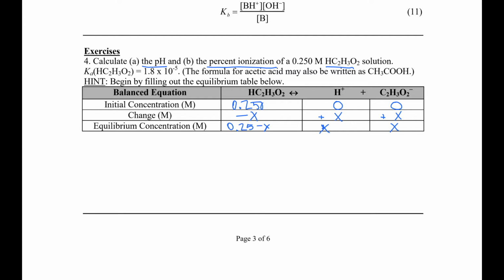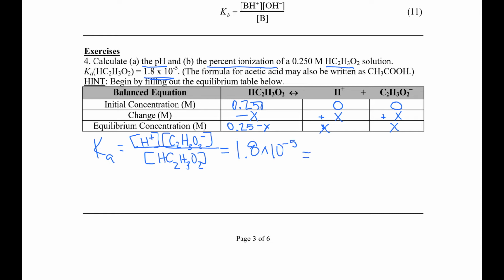So the next thing we should do is just go ahead and plug it into our equilibrium expression. Remember, it's products over reactants. So it should be the concentration of H times the concentration of acetate divided by the concentration of acetic acid. Remember, these are all equilibrium concentrations. And up here it told us what the Ka is. The Ka will be different for every compound, but acetic acid happens to be 1.8 times 10 to the negative 5. So then I'm going to go ahead and plug my numbers in.